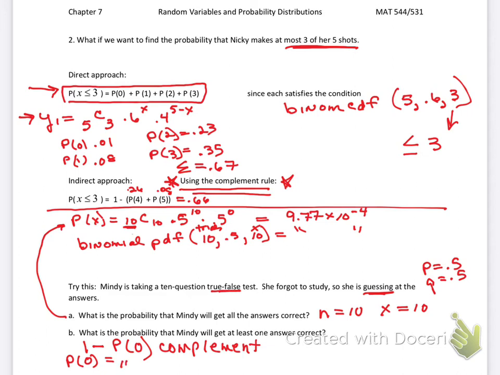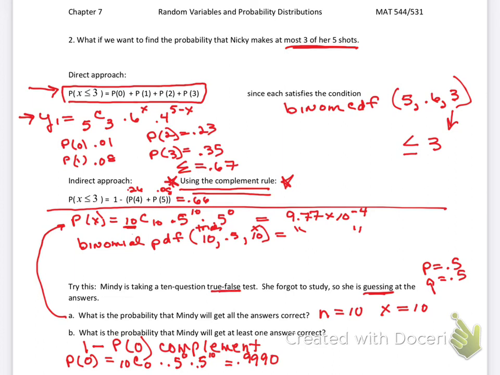So it's 10 choose 0 correct, times 0.5 to the 0, times 0.5 to the 10. Okay, so what do we get there? If we plug that in, I should be getting 0.9990.